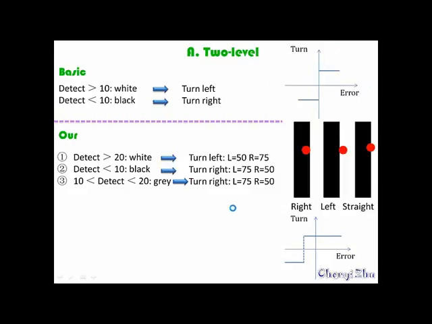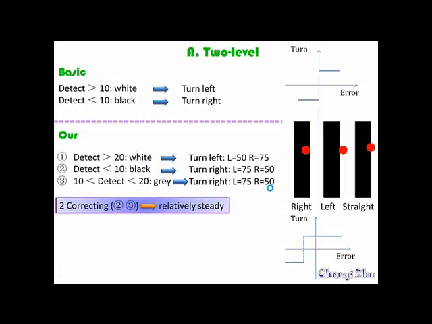However, our 2 level is like this one. What we saw was that if the robot could have 2 times of correcting the second and the third situation, it could be relatively steady.